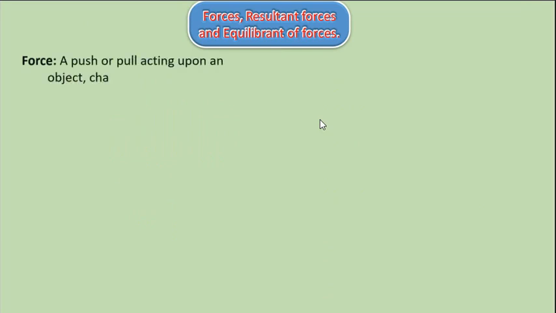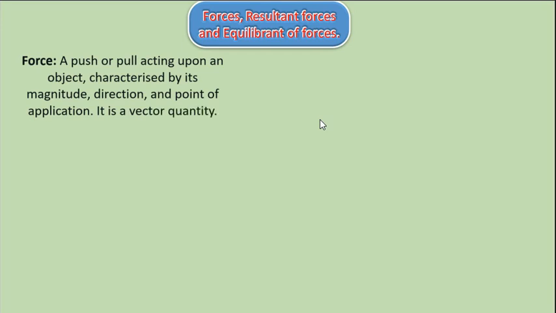Number 1, what is a force? A force is a pull or push acting upon an object, a body, a particle. And a force is characterized by: number 1, magnitude. Number 2, direction. Number 3, point of application, or where the force is applied. Magnitude and direction are very important because they define a vector quantity, meaning that a force is a vector quantity.